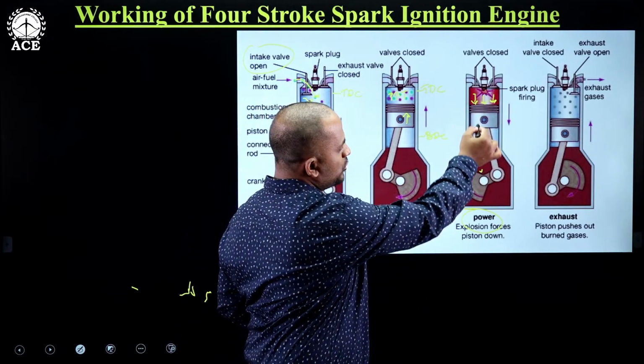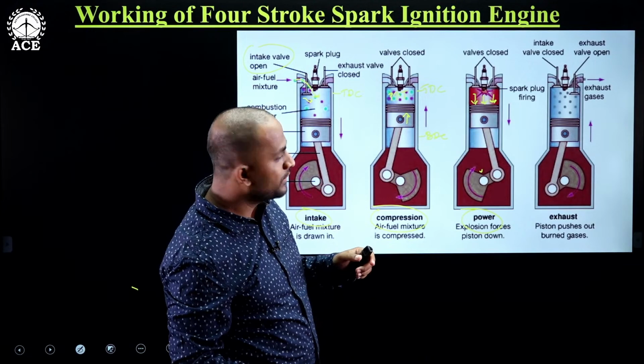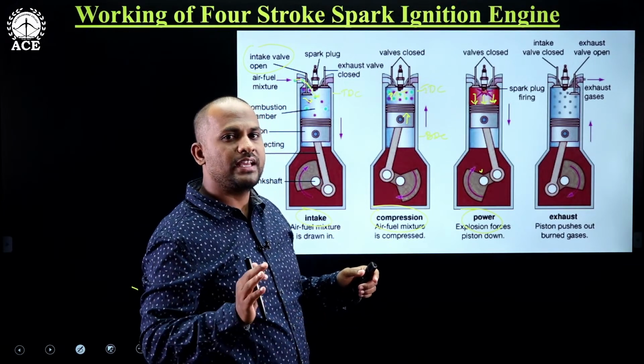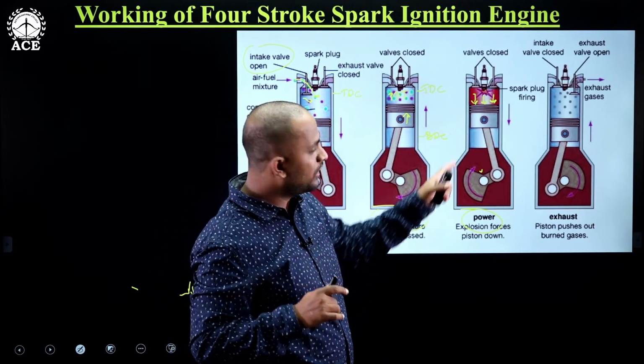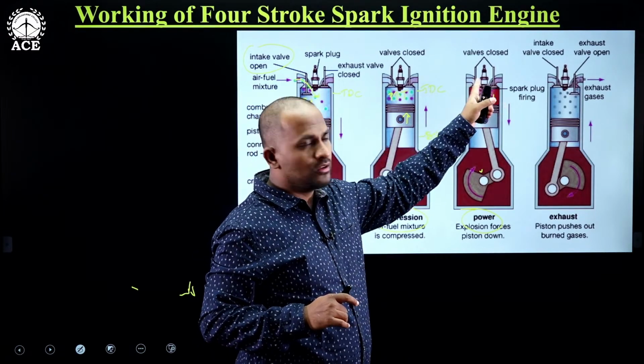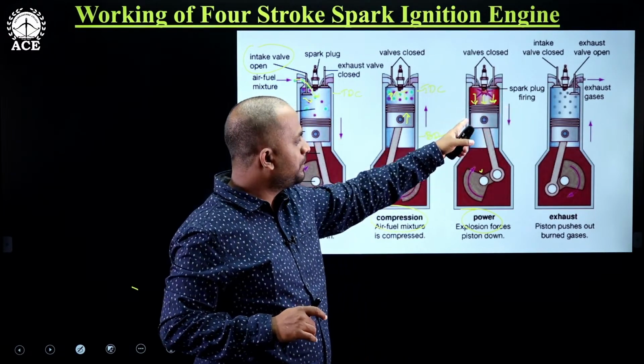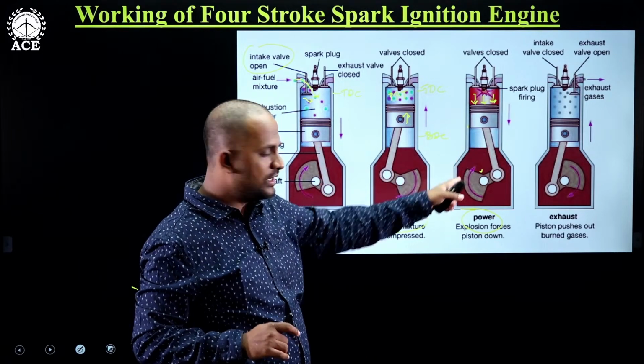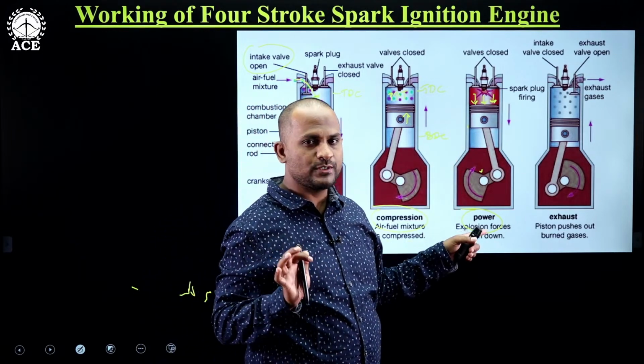Because of that, the piston is moving from TDC to BDC, increasing its volume, which causes the expansion of the gases. At this point, what is the valve position? Both valves are closed. When the piston reaches the BDC, that completes the power stroke or expansion stroke.